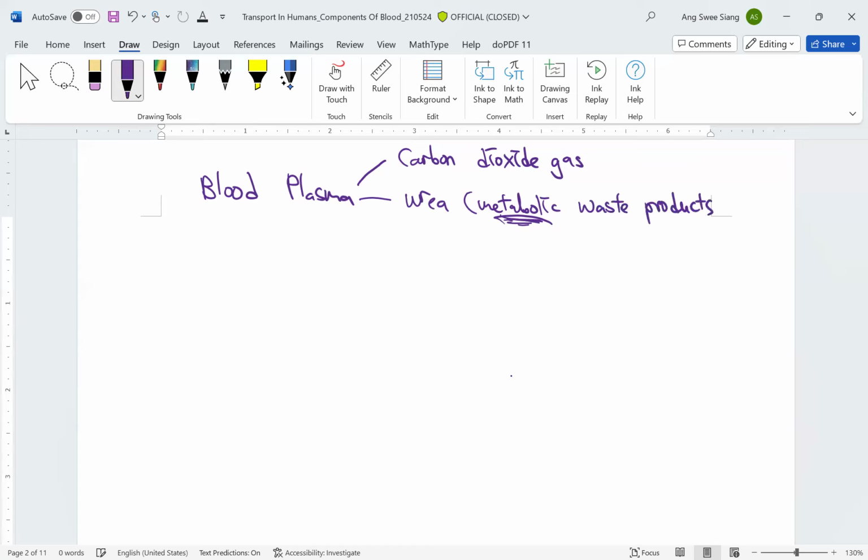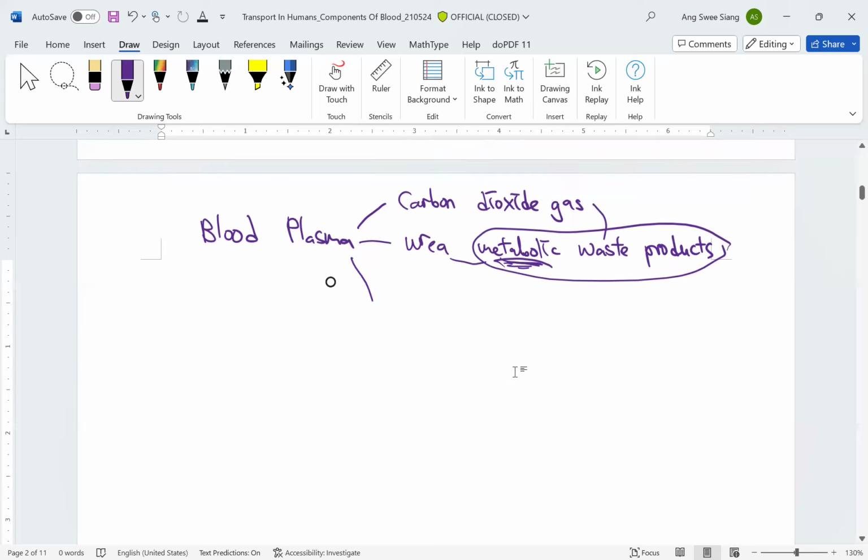Actually, both the carbon dioxide and the urea are metabolic waste products. Okay, what is wrong with me? I didn't realize I didn't mention that. So both carbon dioxide and urea are metabolic waste products, and they are both transported in the blood plasma.